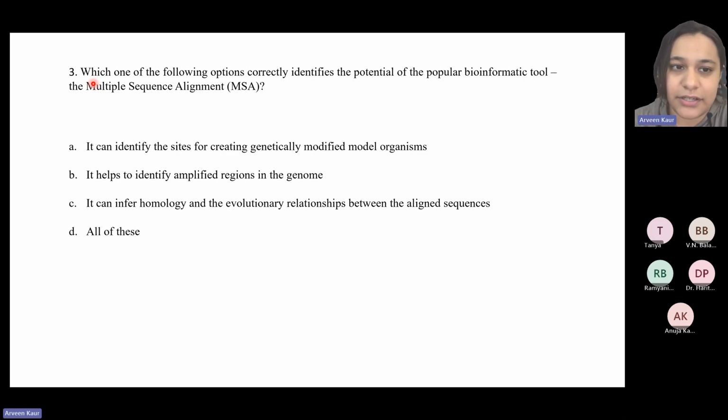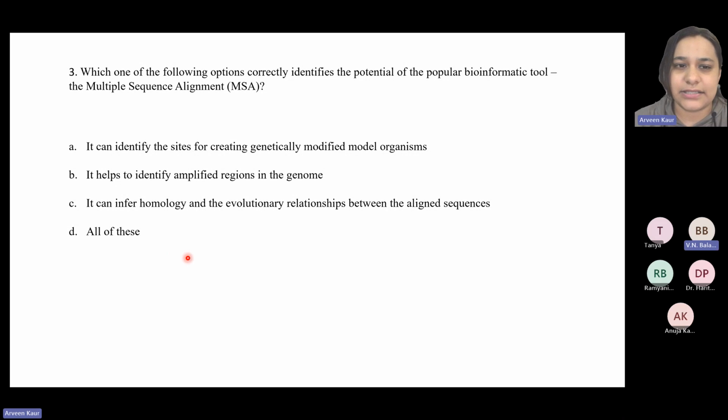For the third question, which one of the following options correctly identifies the potential of the popular bioinformatic tool, which is the multiple sequence alignment, or the MSA? So this was one of the tools that was discussed in the tutorial session, right? So let us go through the options once. The options are: it can identify the sites for creating genetically modified model organisms, or it can help to identify amplified regions in the genome, or it can infer homology and evolutionary relationships between the aligned sequences, or all of these.